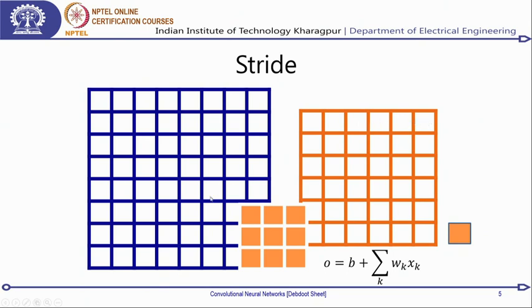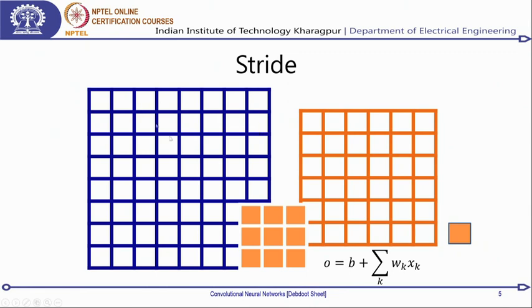Okay, so if you clearly note down from our earlier explanation, that was supposed to be 8 minus 3 plus 1. So 8 minus 3 is 5, plus 1 is 6. So I get down my 6 over here, and similarly I get down 6. So my convolution of an 8 cross 8 matrix with a 3 cross 3 kernel is definitely going to give me a 6 cross 6 output.